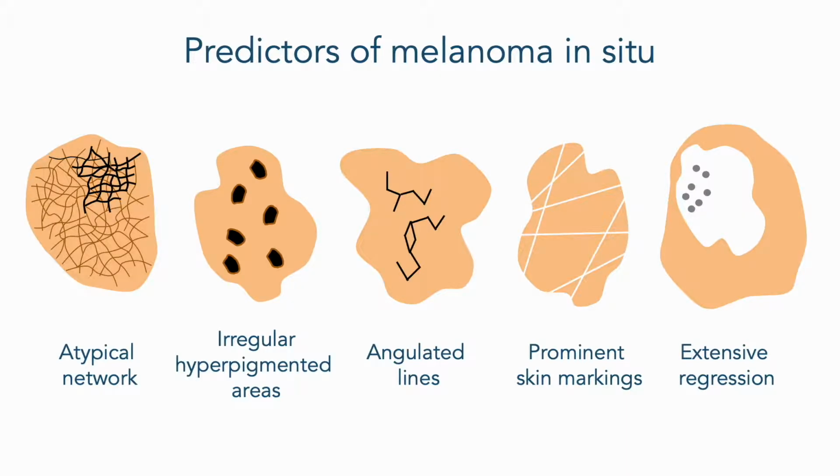Now, do we have any predictors of melanoma in situ? Well, if it's a flat lesion, if there's mainly brown or black colors, then you can almost guess which ones are going to be the most valuable in predicting if it's a melanoma in situ. We have an atypical network, irregular hyperpigmented areas, angulated lines in the lentigo maligna type of melanomas, prominent skin markings when it's actually indicating that it's a melanoma, and extensive regression. All of these features are common in flat lesions that are early invasive or mainly in situ melanomas.